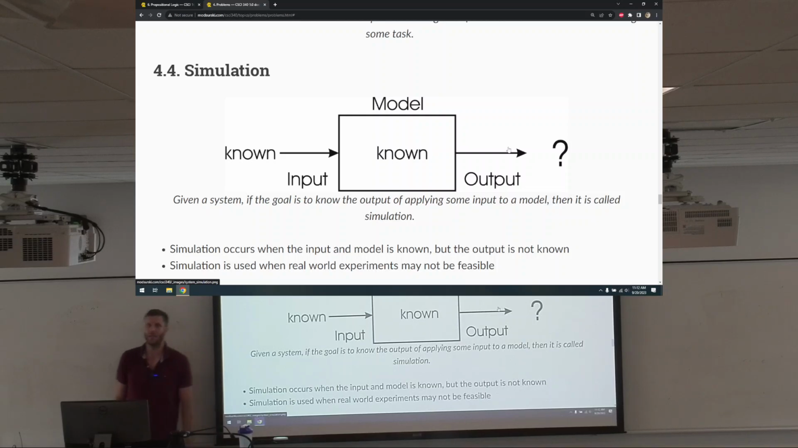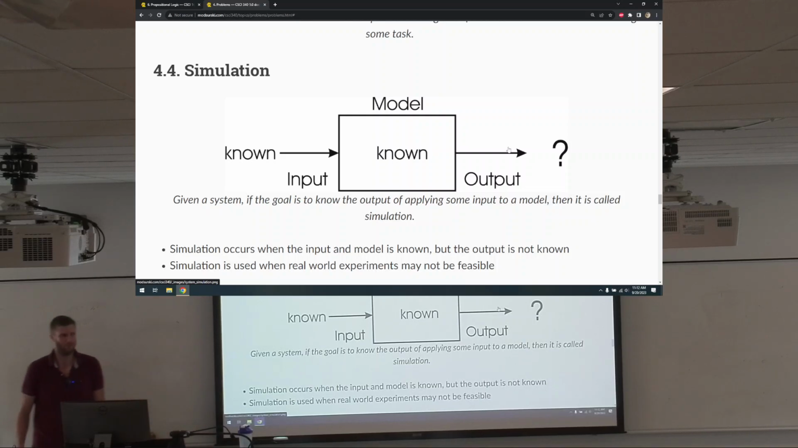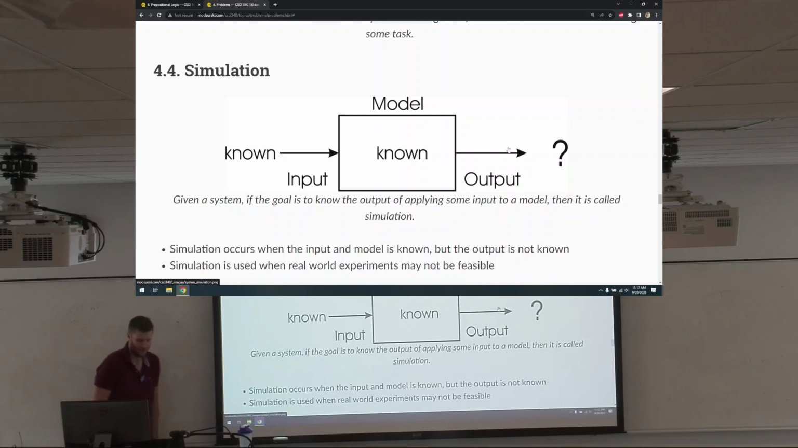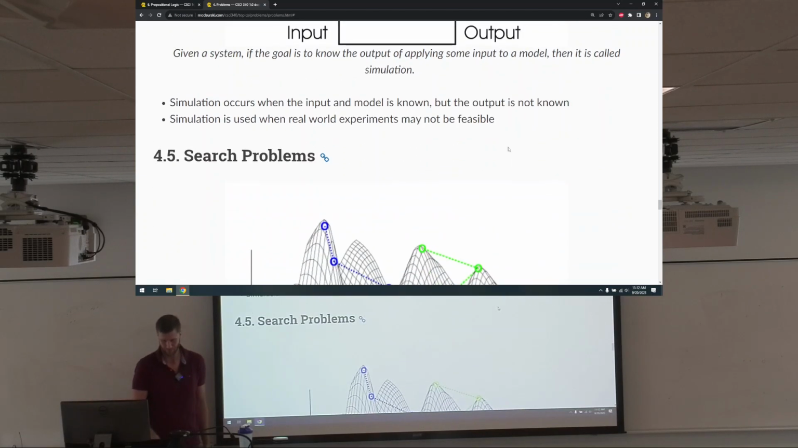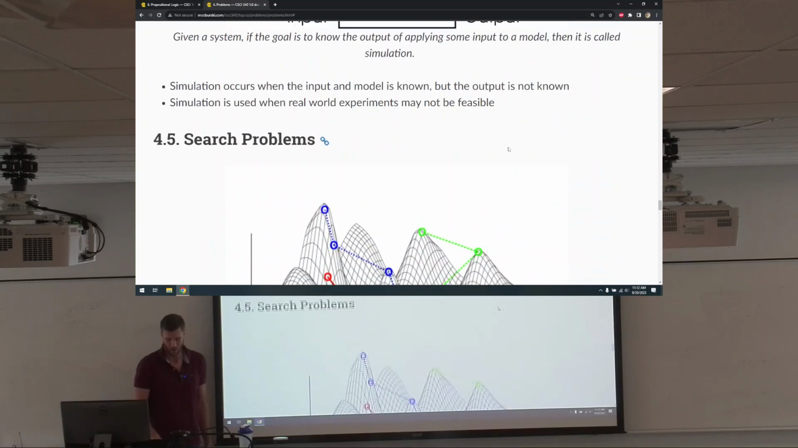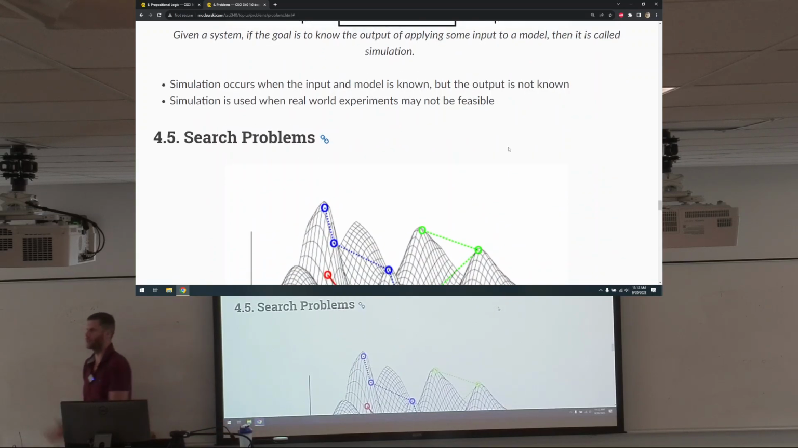And simulation is the opposite. It's like the third one. Simulation occurs when the input and model are known, but the output is not known. So here's the situation. Here's my input. Here's my model. What's going to happen if I let it go? We usually do simulation when real-world experiments are really not feasible. Whether it's just too difficult, too expensive, unethical, who knows?